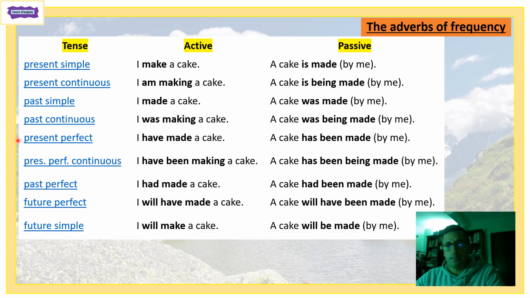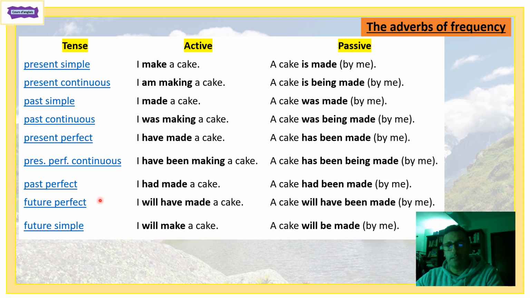Present perfect. I have, or have, the abbreviation I apostrophe VE. I have made a cake. A cake has been made by me. Present perfect continuous. I have been making a cake. A cake has been made by me.